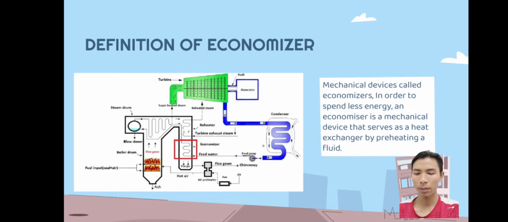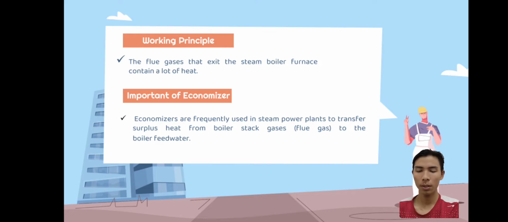If I explain the working principle, it's easy. The working principle is that the exit from the steam boiler furnace carries a lot of heat. This means this economizer makes sure the heat is sustainable. While for the importance of economizer, economizers are frequently used in steam power plants to transfer the surface heat from boiler stack gases, the flue gas, to the boiler's feed water. This means making sure the boiler feed water is still at the highest temperature, to maintain the temperature.